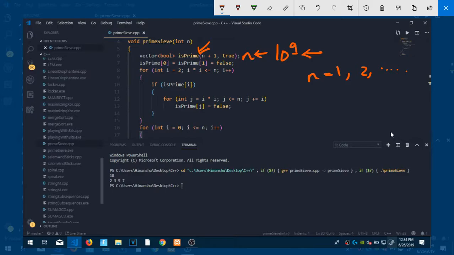So make sure that the constraints are well in bound, because the time complexity is n log log n, so you can't go for 10 raised to power 9. And if the constraints are like 10 raised to power 6 or something, you can run the entire sieve and prepare your isPrime array. You can make this isPrime array global, so you can access it anywhere in your code. So this is the more preferable method in the questions.